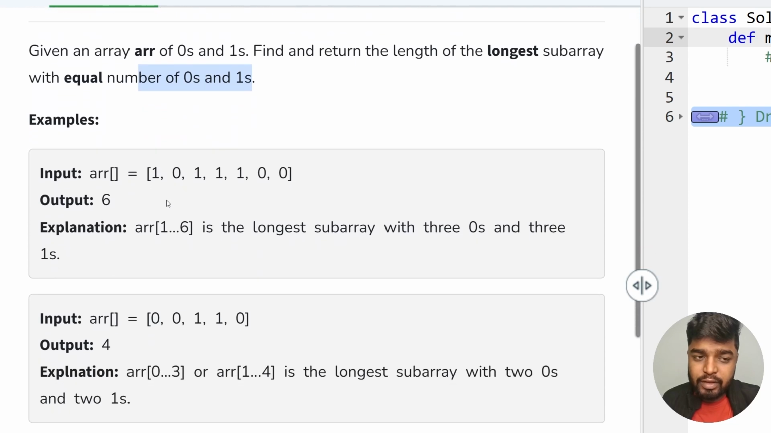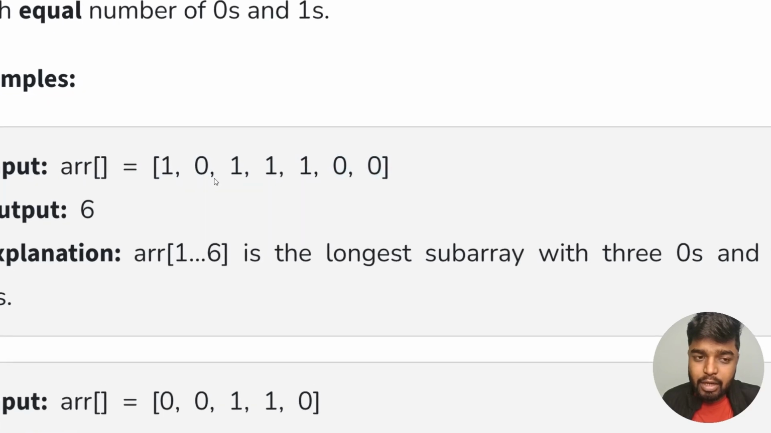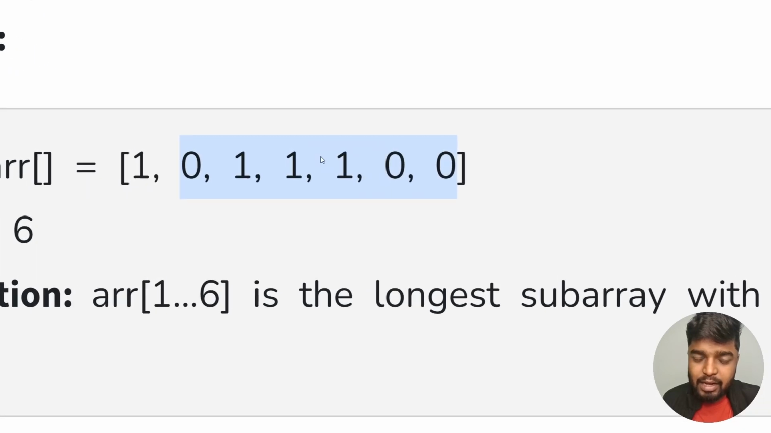So if you see the very first test case, which is having the elements 1, 0, triple 1 and double 0. In this particular array, if we start from the second element and take all the elements till the end, this subarray that I have highlighted is having equal number of zeros and ones, and the length here is 6. So we have to return the length as 6. We have to consider it like this for all the test cases, and return the length of the longest subarray which is having equal number of zeros and ones.